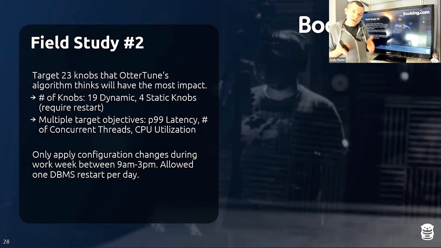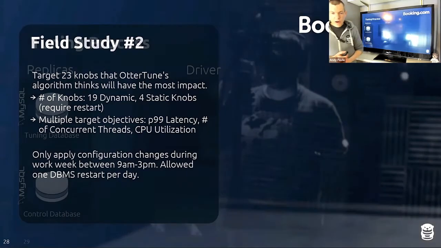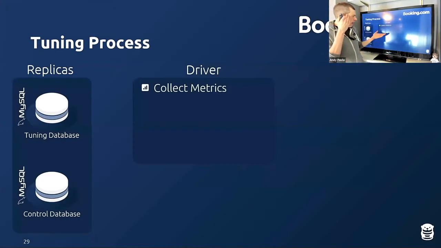We would only tune the database in a 9 to 5 period during the work week, when the DBA we were working with was on pager duty. And they only allowed us to restart the database once per day. In the bank's case, we could restart the database as much as we wanted because it was running on replicas, so it didn't mess anything with the production database. Because this was live, we could only restart one time a day, and they wanted us to restart between 9 and 10 a.m.